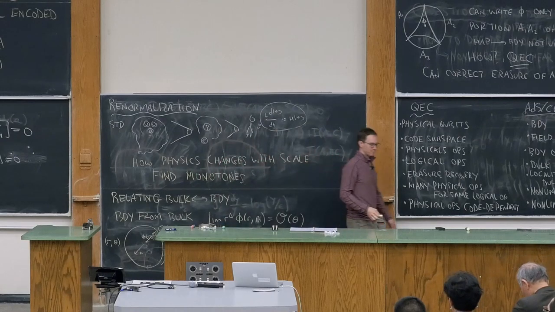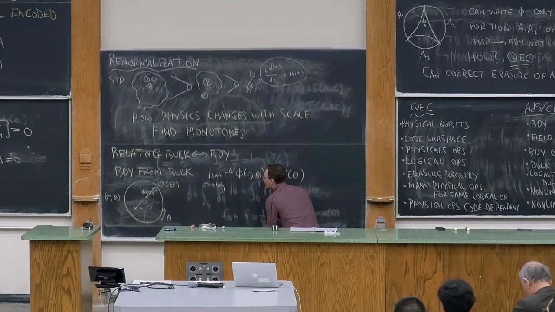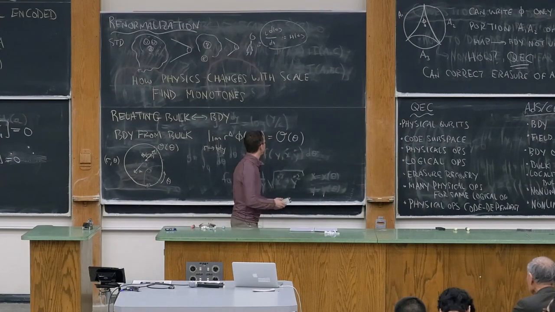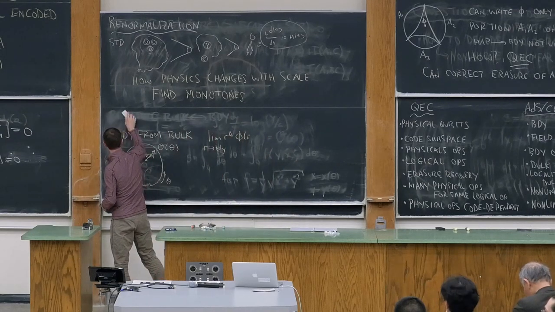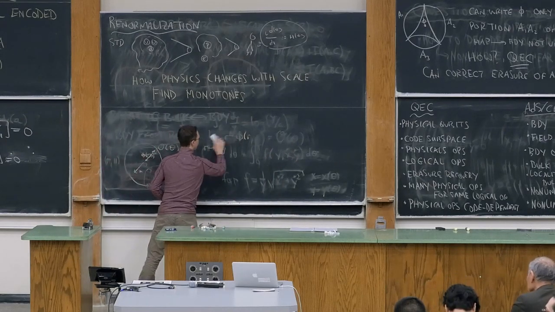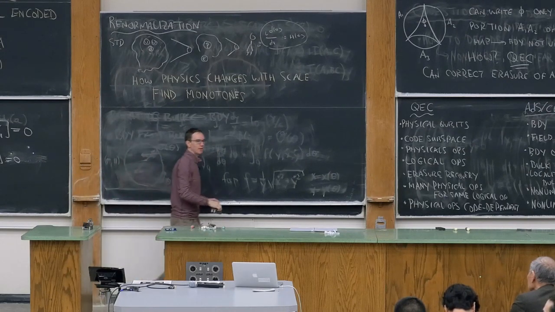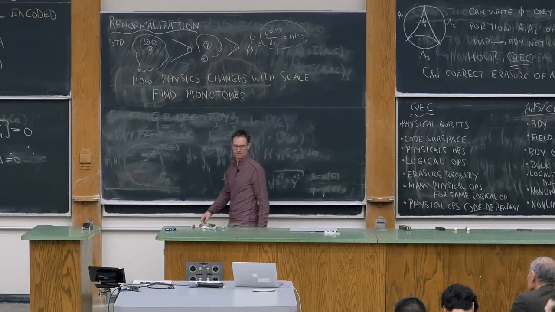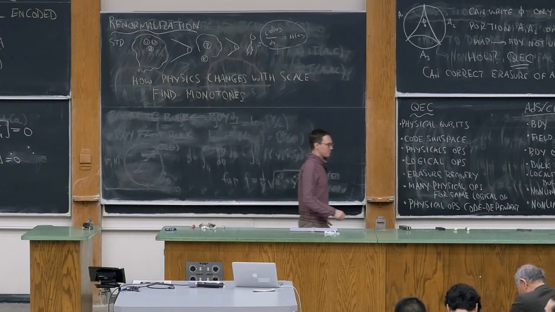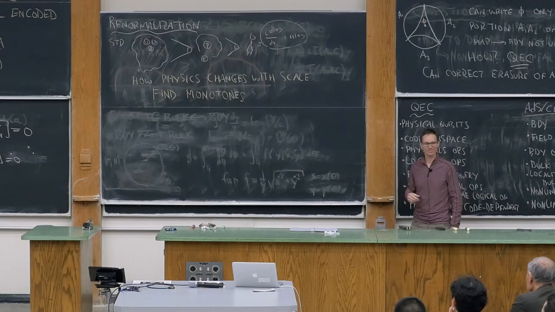Well, there are such things. The first example of a monotone result to be found was for 1+1-dimensional relativistic quantum field theories by Zamolodchikov back in 1986. He found some function that, when you coarse grained the theory, always decreased or increased. It's a matter of sign.